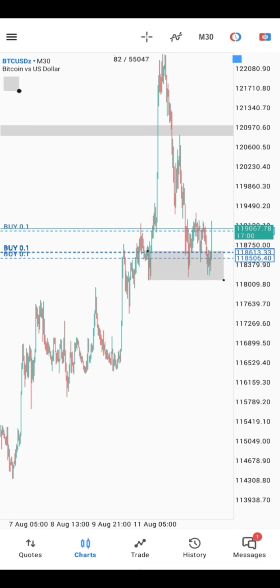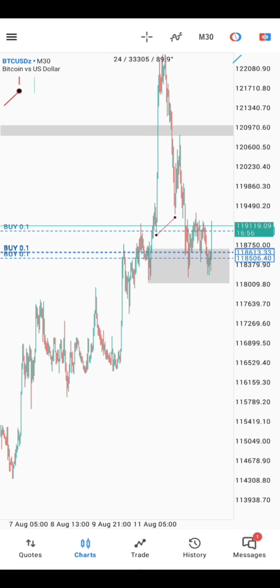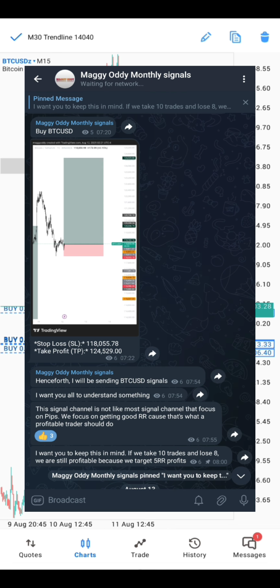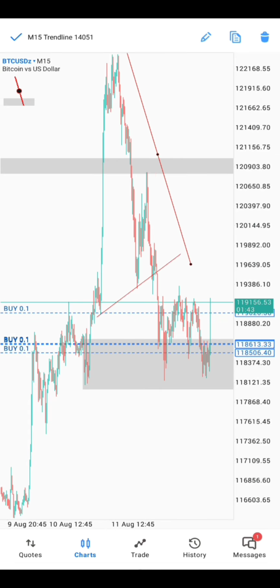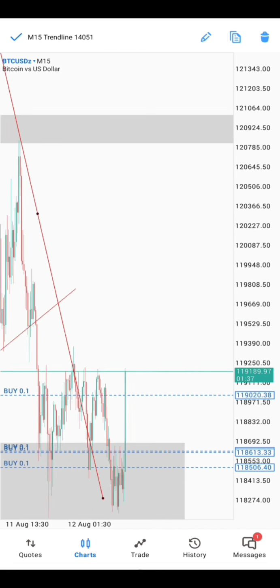Let's look for entry. On the lower time frame, we found BTC reacting from an order block that has trendline liquidity protecting it. So we have to wait for confirmation entry. For confirmation entry, we wait for trendline breakout.